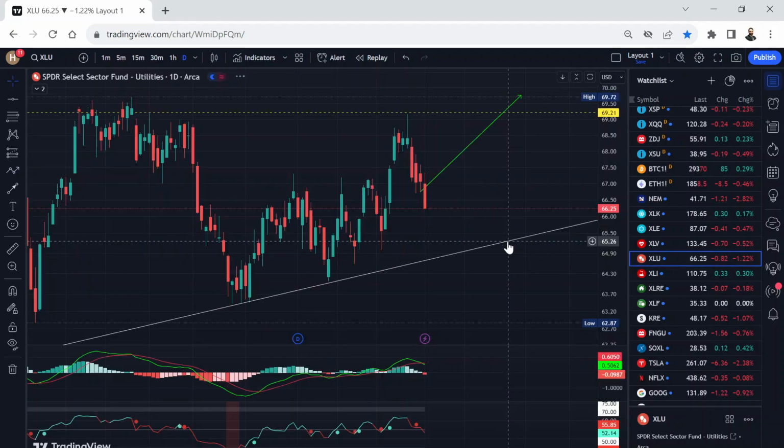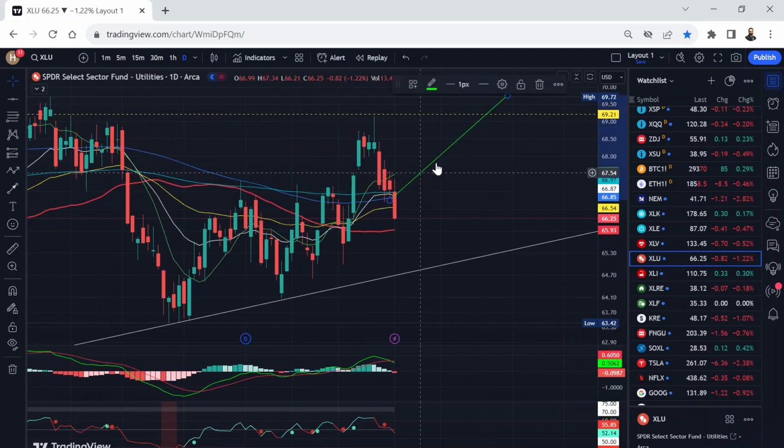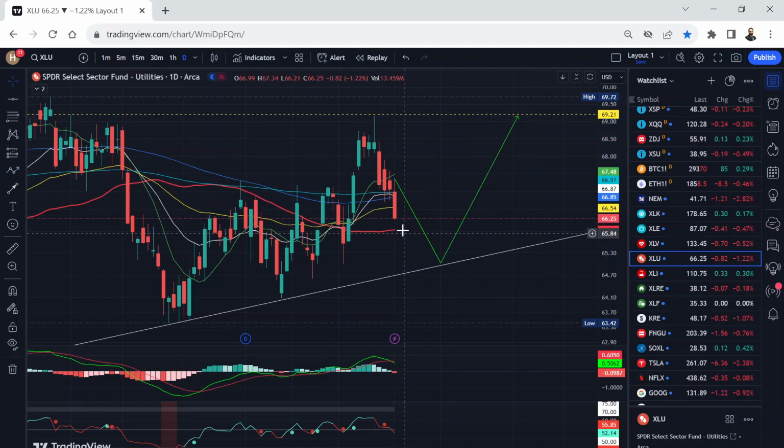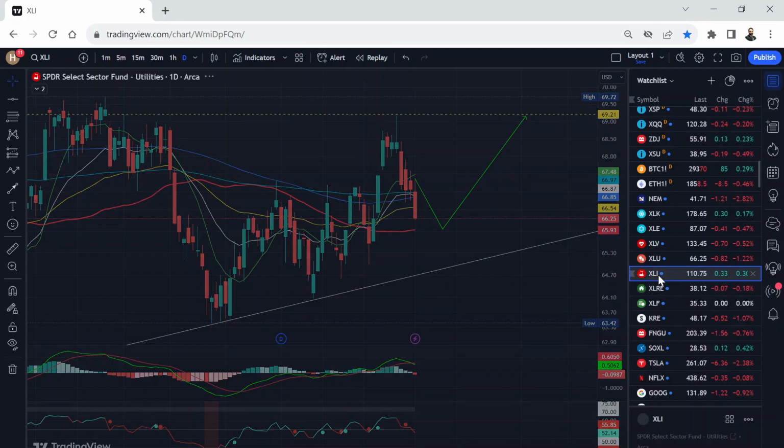And utilities also, I think it wants to come back to this trend line and looks like it wants to fill these gaps before it goes higher. So utilities can even come lower here and then go higher, but can even go and finish this here where this red SMA line should come. So let's see how it goes.